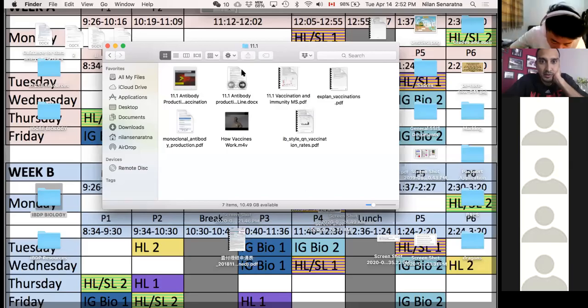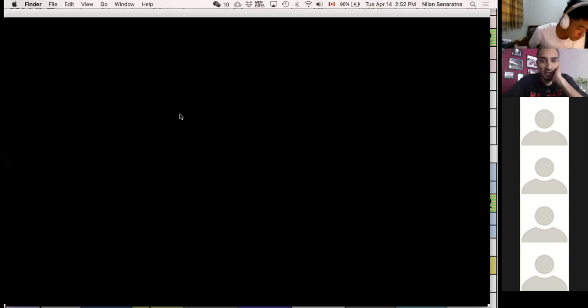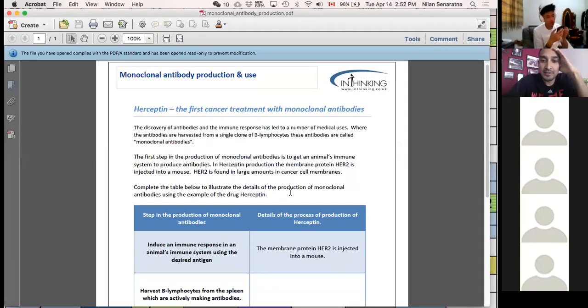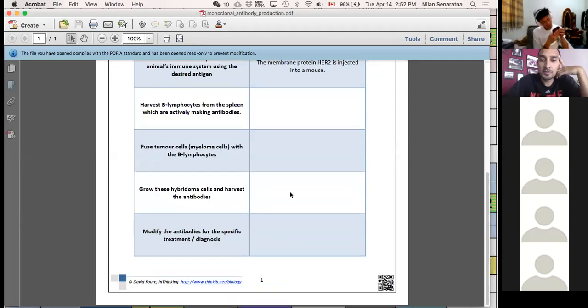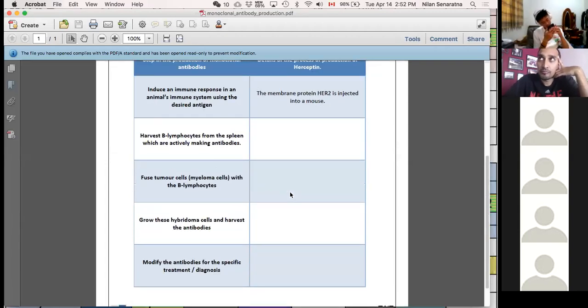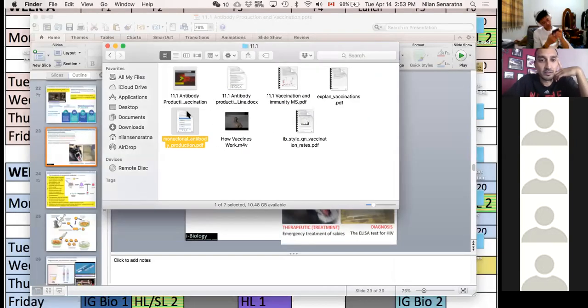Okay, it looks like this. So this, oh, this is gonna crash. Stupid Adobe. Looks like this. You'll see that there's a specific example of the antibodies we're talking about today. And this goes through the step-by-step of comparing, yeah, see, that's what happens now. My Adobe is broken.